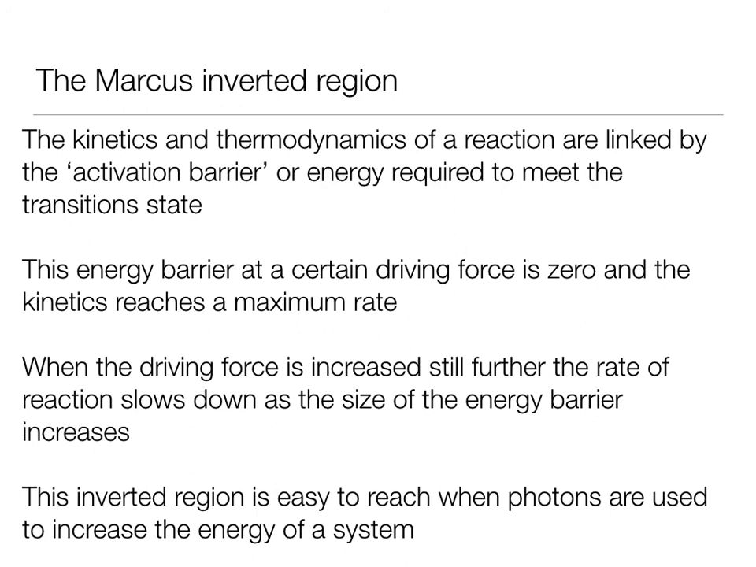Why does it matter in terms of photochemistry? Well, it matters because by the time we start injecting photons into systems, we're giving systems lots of energy. And so it can be a problem that we actually start to slow the kinetics of our reaction down by trying to make the system more favourable.